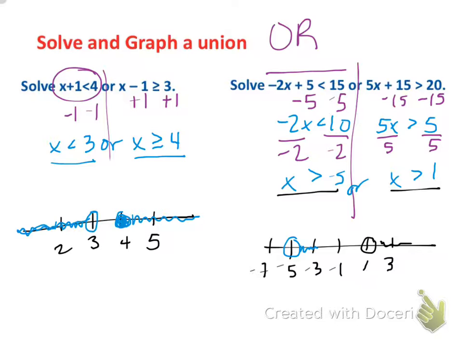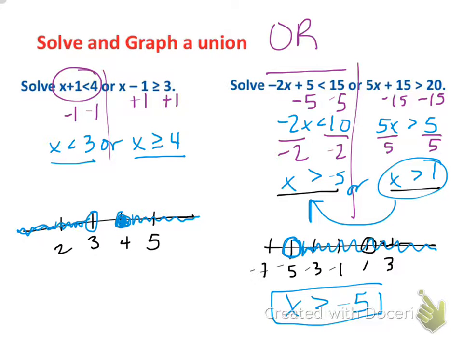So my final answer is either or. And so anything that is greater than 5 is my final answer there. Anything greater than negative 5. Because this is part of that solution. So your final answer is simply x is greater than negative 5.